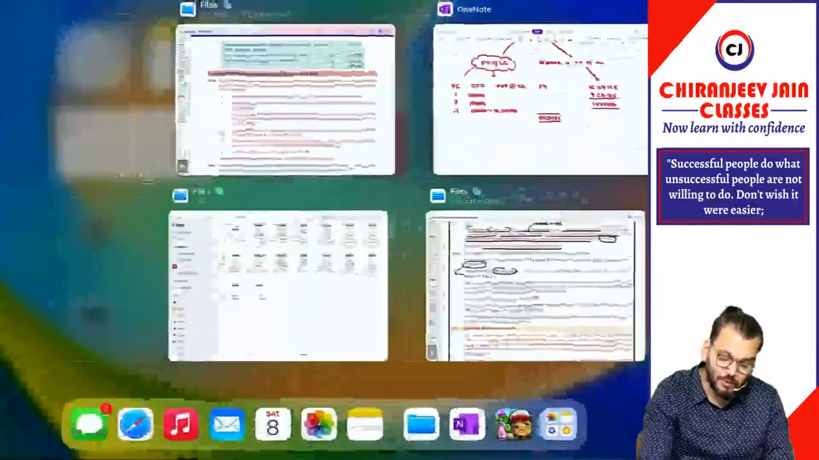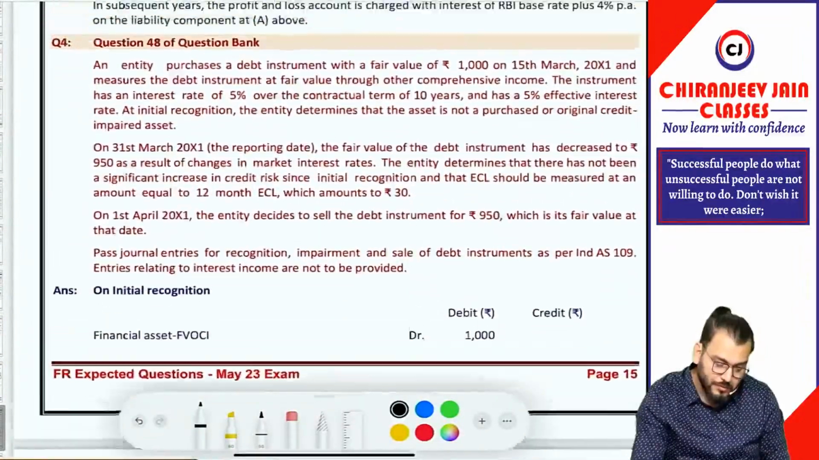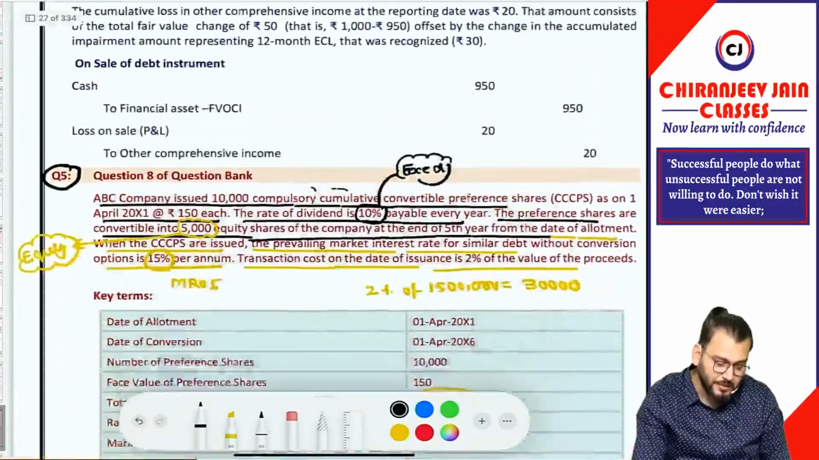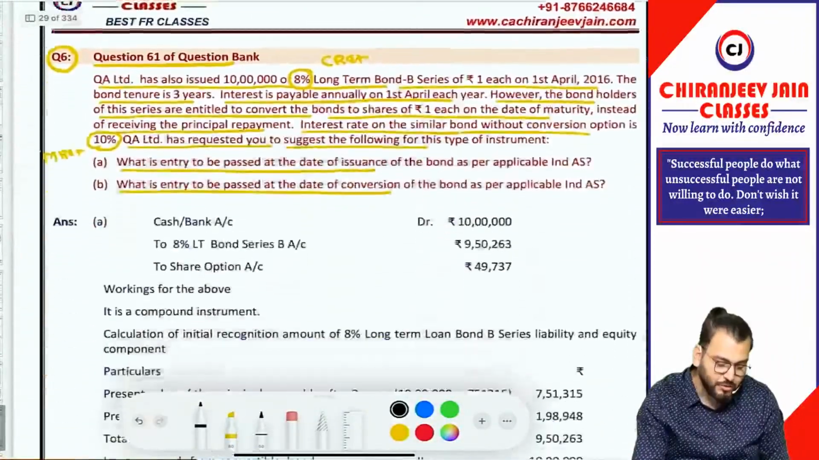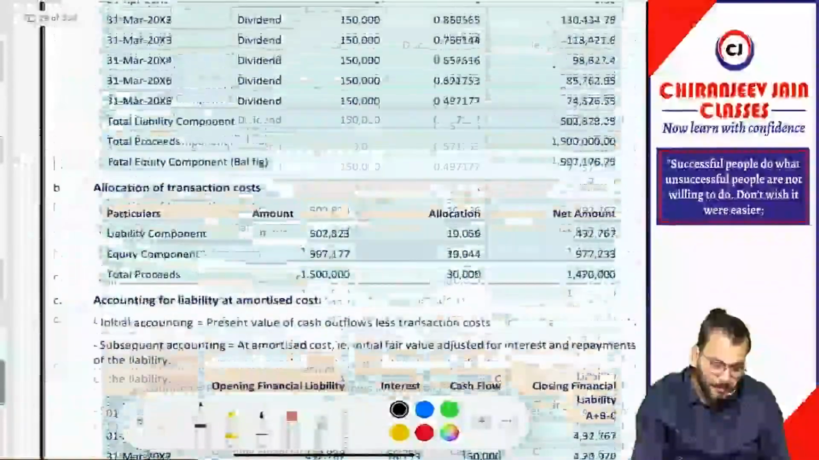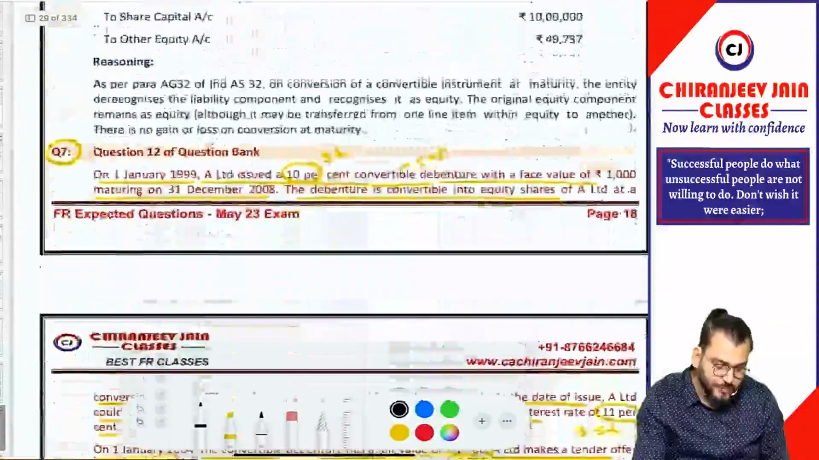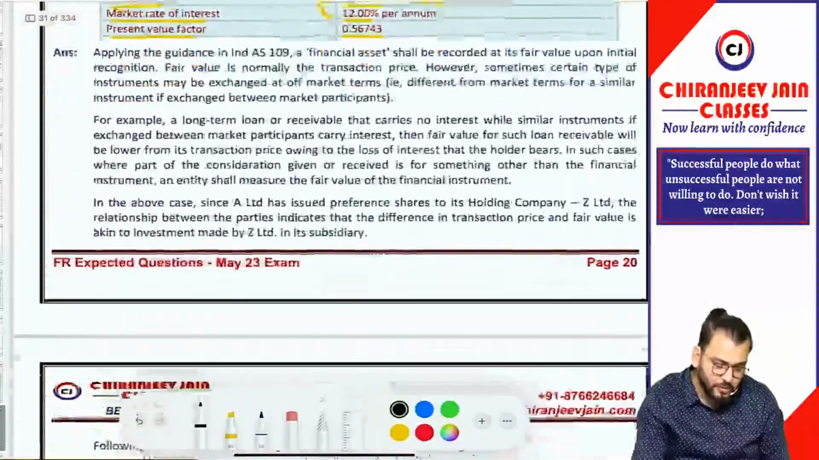Can we come to one more question? 3 also we have done. Correct. 4 I will do at the end. 4 I will come back again. I am taking first derivative questions. 5 already we have done. 6 already we have done. 7 already we have done. 8 also we have done.